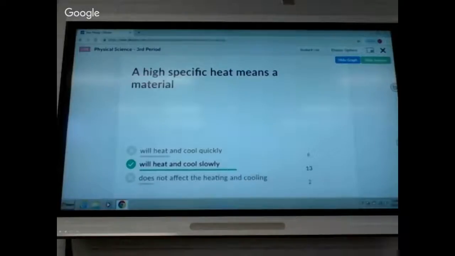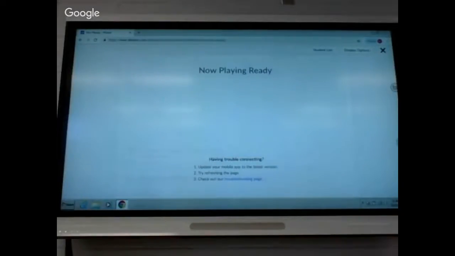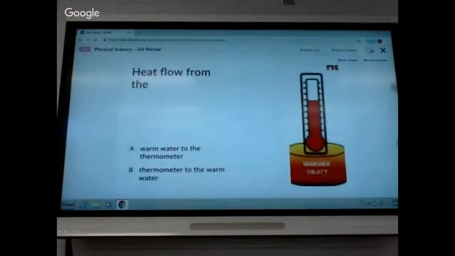Remember, a high specific heat means that you will heat and cool slowly, like water. Water doesn't heat quickly. It doesn't cool quickly either. It's very, very slow. All right, let's pick something else. So we've got a thermometer and hot water. Which way does the heat flow?